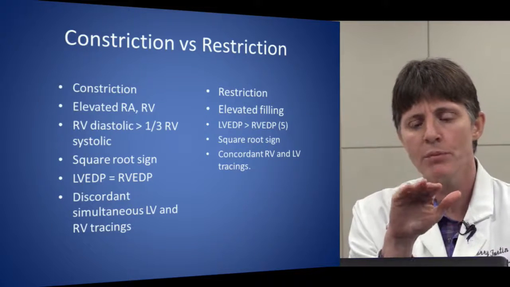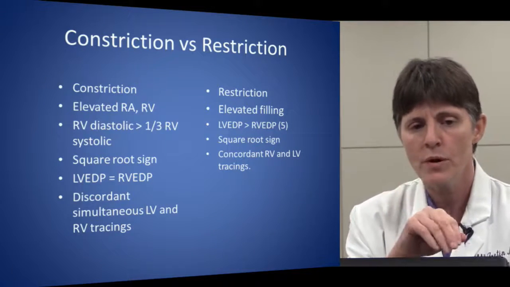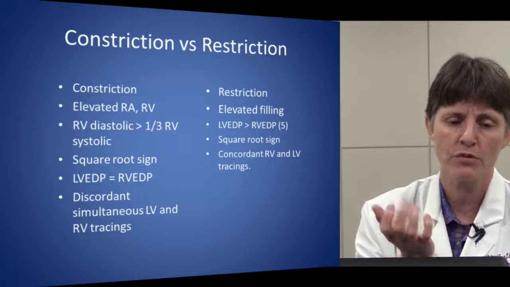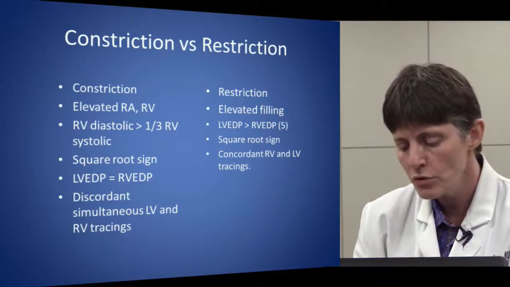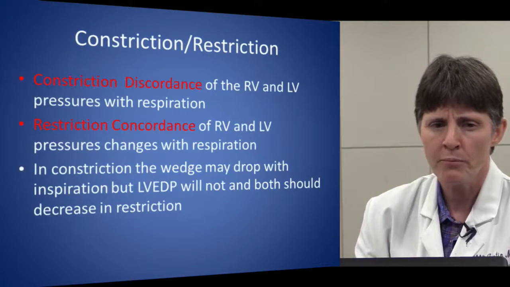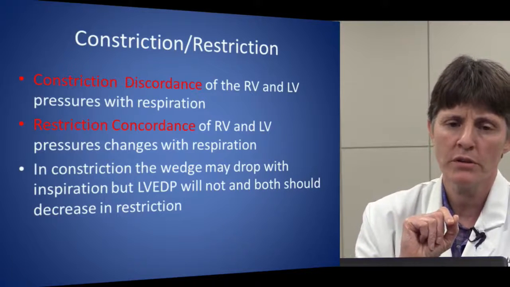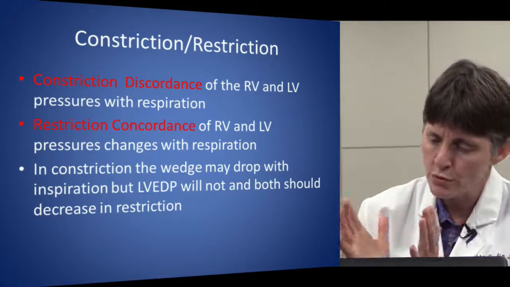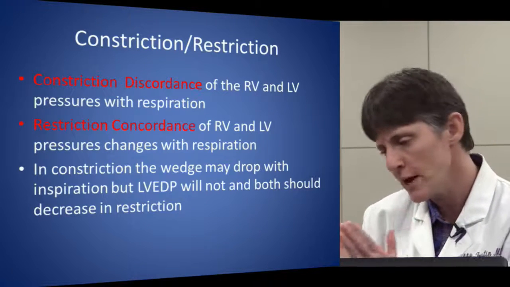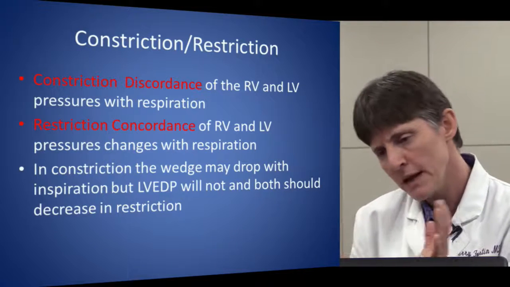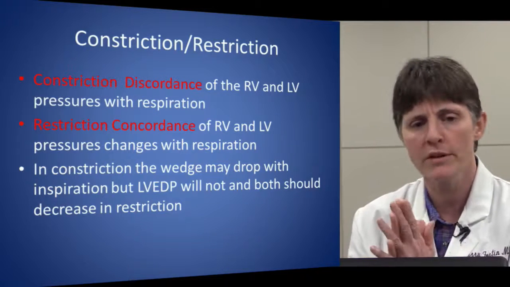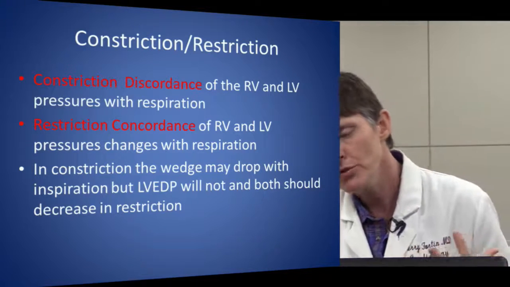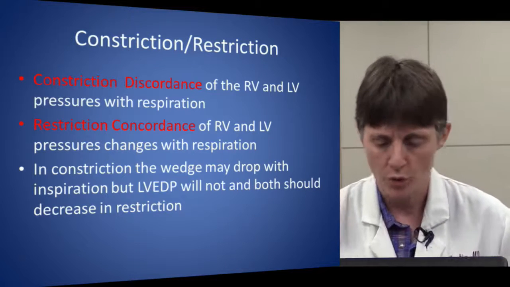But you can see at the top, most of the findings are the same. You're going to see a square root sign. You're going to see that there are elevated filling pressures. You're going to see that the end diastolic pressures are very equivalent. So you can't use those things by themselves. The thing to remember is that with constriction, there's discordance of the RV and LV pressures. So there's no other room. So if the RV expands, the LV has to shrink. If the LV expands, the RV has to shrink. So one goes up while the other goes down, and so they're discordant. If there's restrictive cardiomyopathy, the chambers can still move, and so you don't see that.